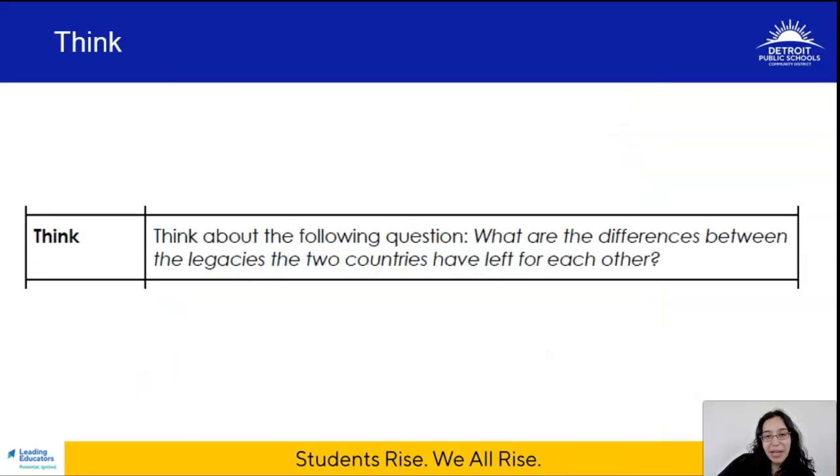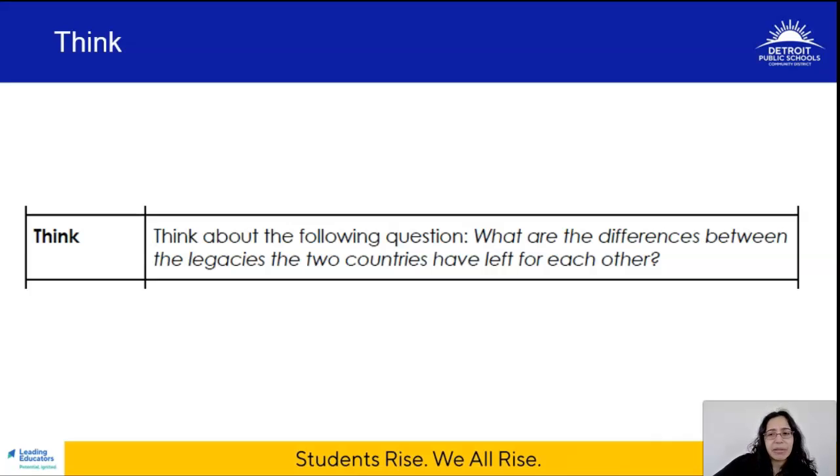And now that we're back, we have done our close reading and we're going to move on to the thinking part of our lesson. And for today, I'd like you to think about the following question. What are the differences between the legacies the two countries have left for each other? So go ahead and pause the video and think about that now. And welcome back. And now that you've done some thinking about that key question, I'll tell you a little bit about what I was thinking about.